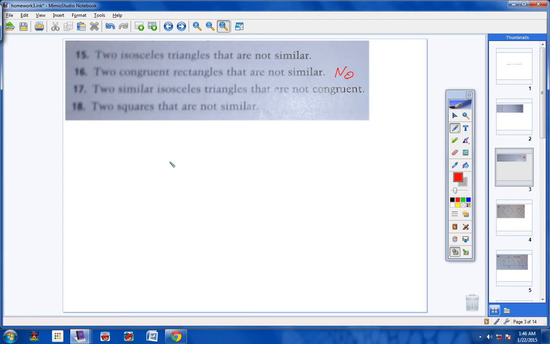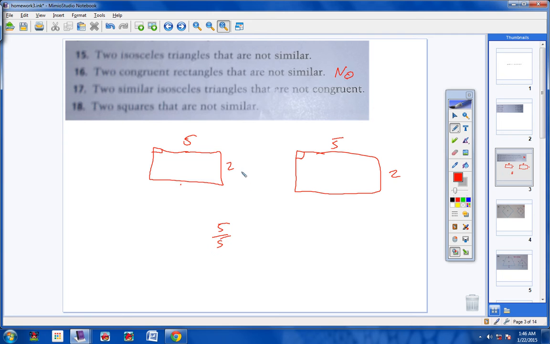If they're congruent, then their sides will be proportional. Think about it. Okay, here's a rectangle. Let's say we have 5 and 2. And we have all right angles. Here's another rectangle over here. It's congruent. So 5, 2, all right angles all the way across, okay? Well, look, this side corresponds with this side, 5 over 5. This side corresponds with this side, 2 over 2. 5 over 5 is 1, 2 over 2 is 1. They equal. That's always going to happen, guys.